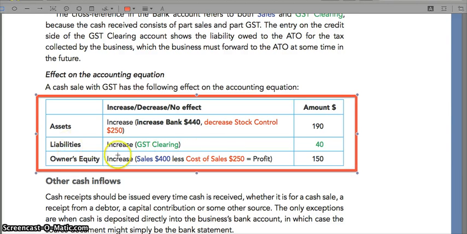So notice that the GST clearing is actually an increase. This has come through, obviously, as an increase in the GST clearing liability. So that increases the liability by 40, which means that obviously if everything needs to be in balance, assets is going to equal 190. So owner's equity and liabilities added together needs to equal 190, which obviously it does here.